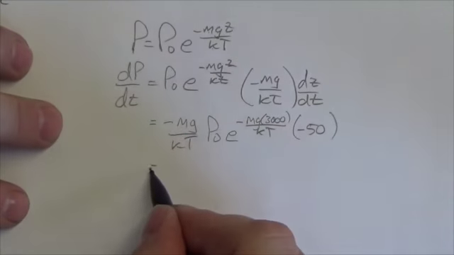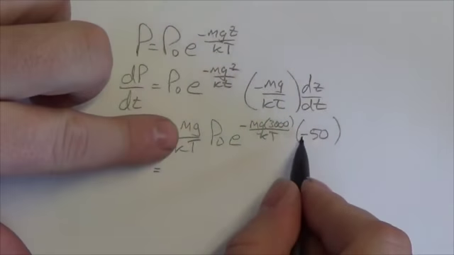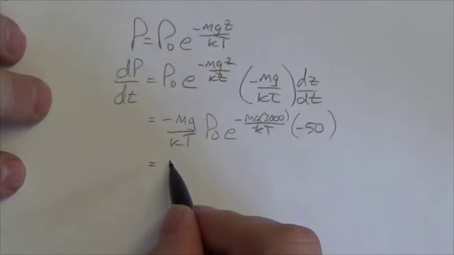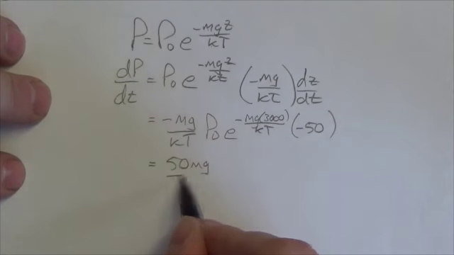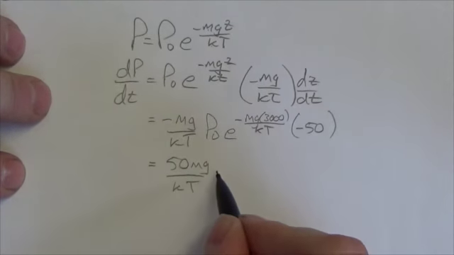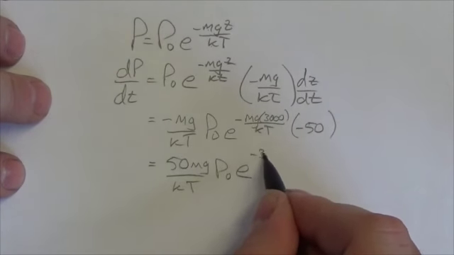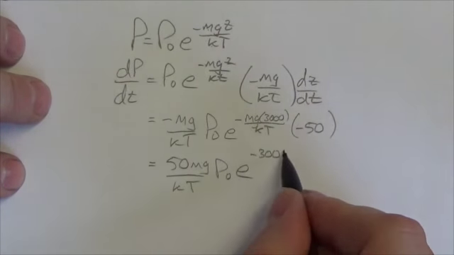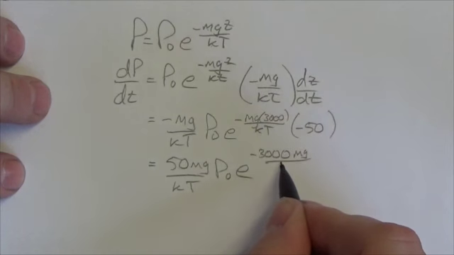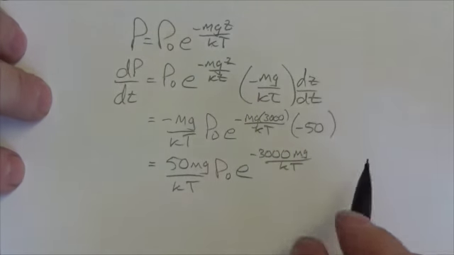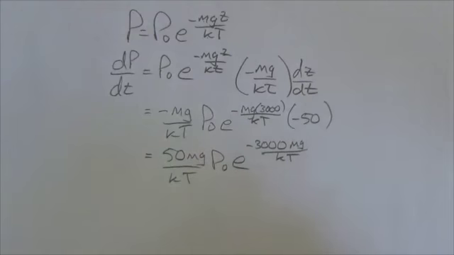Just putting that all together, notice that those negatives are going to cancel, so this is going to be 50 mg over kt times the initial pressure e to the negative, and we might as well plug that in, 3,000 mg over kt. That's about the best that I can do.